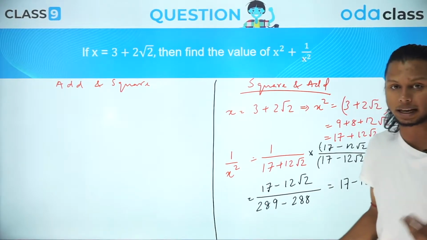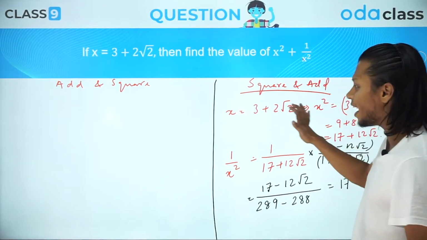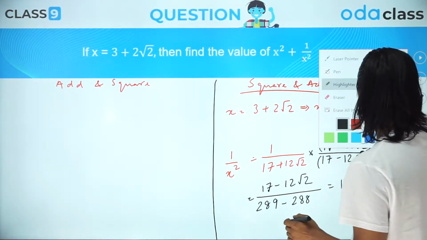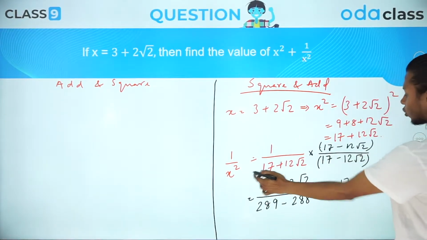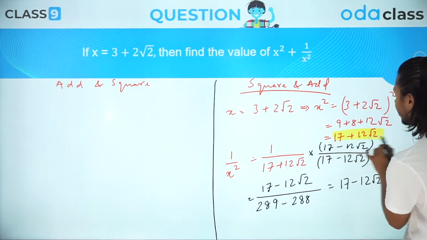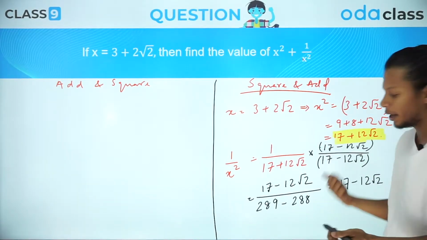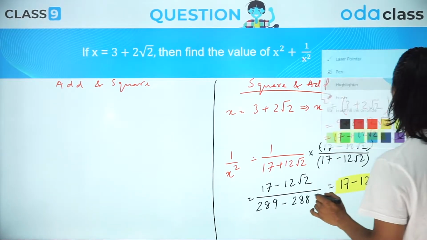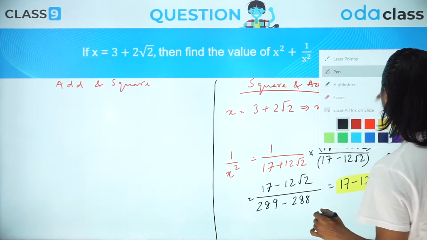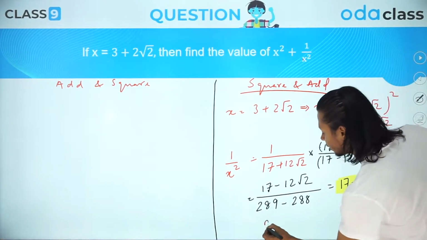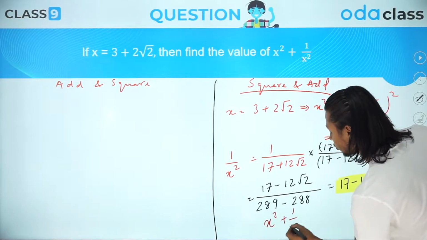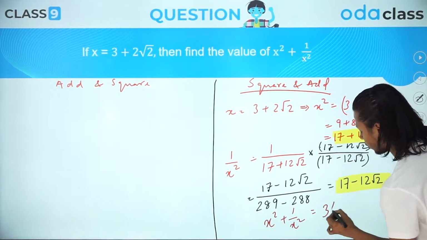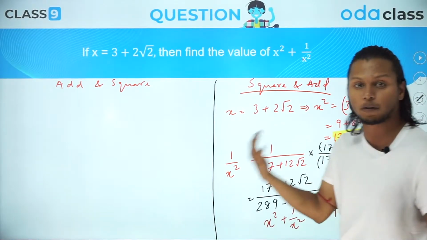And once we have done that, kids, the problem becomes fairly simple, right? Watch what has happened, right? We already got that x square is nothing but 17 plus 12 root 2. And 1 upon x square is nothing but 17 minus 12 root 2. So kids, what will happen to x square plus 1 by x square? We will simply add them and we will get 34. This is one way of doing this problem.